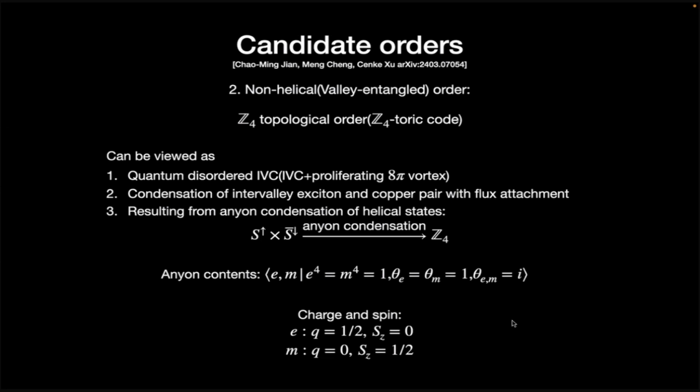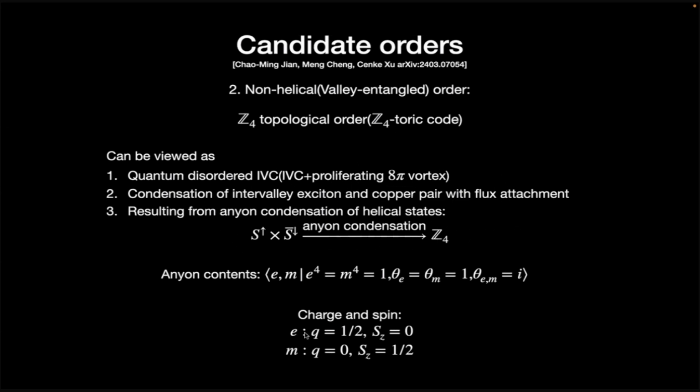So this Z4 order, the anyons in this Z4 order are generated by two fundamental anyons, E and M. So they are order 4, and they are both bosons, and they have mutual semion statistics. So there will be in total 16 anyons. And the charge and spin of anyons in this system are given as follows.